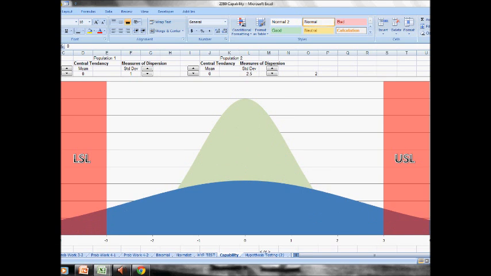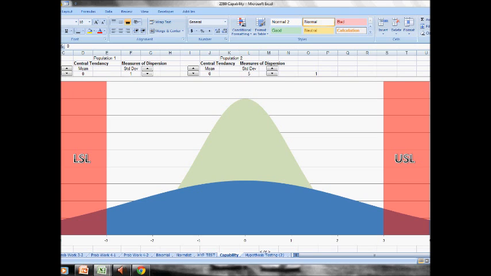The process starts to spread out, right? So now you can see this is obviously not capable, because you have product that's out here in the red, product over here in the red. So something like this, you might have a CP of something like 0.5, because your process spread might be something like 12, and your spec spread is only like 6. 6 divided by 12 is 0.5. So with CP, the lower, if it's less than 1, that's not good. That means that your process, like this blue curve, is putting bad product out there, non-conforming product.